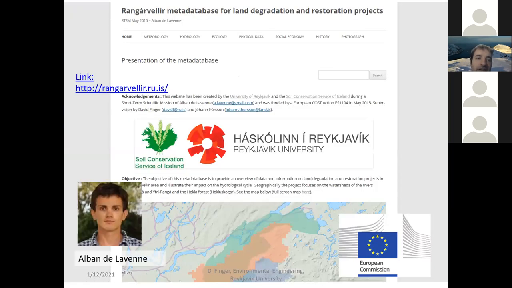So if you're interested in this, there's a web page where we have put together all the data that have been collected, rangarvellir.ru.is, and you can see what projects have been ongoing in that area.